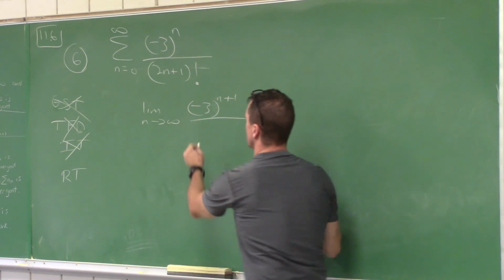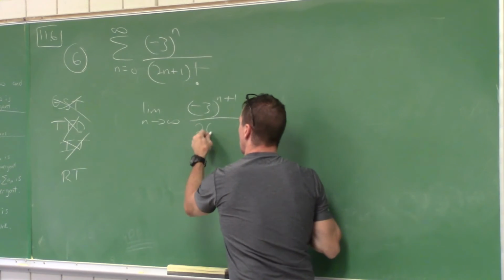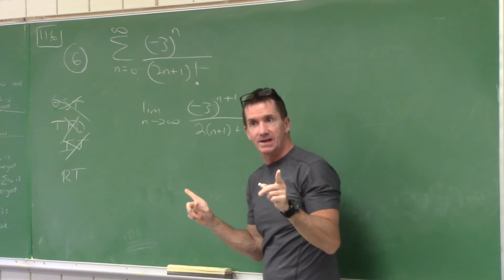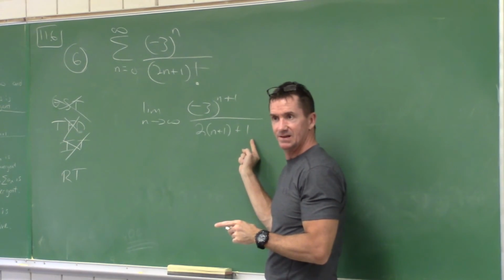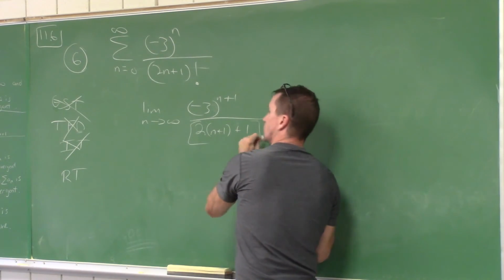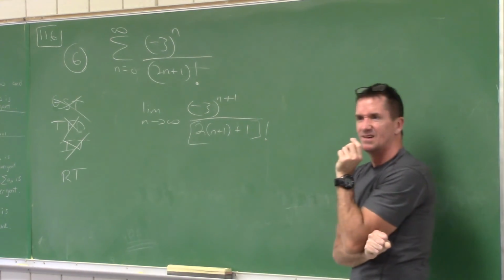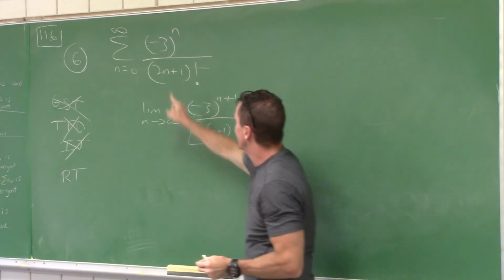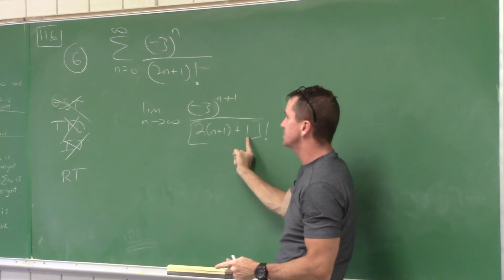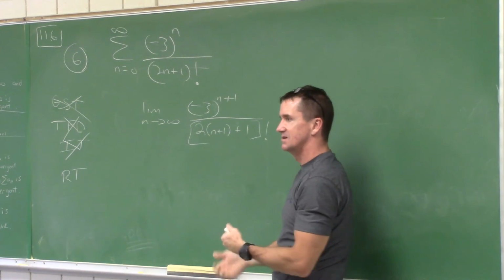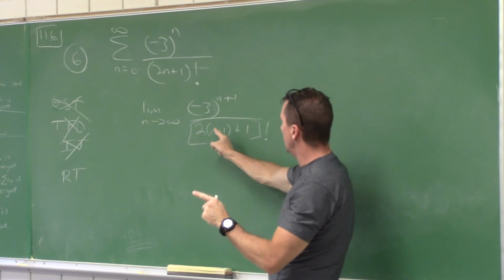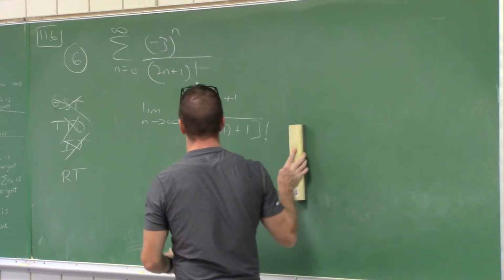2 times parentheses n plus 1, plus a 1. That's what that means, with the factorial. Someone see that? It means I have to substitute n plus 1 for that n, and then distribute the 2. 2n plus a 2 plus a 1 becomes 2n plus 3. Okay with that? Yeah? So I'm going to rewrite this as 2n plus 3 with the factorial.